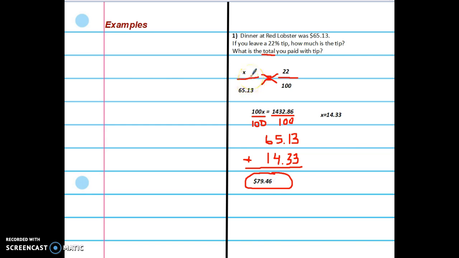So again, the steps that we went through, we set the proportion up. We were solving for the amount of the tip. How much is the tip? So that goes on top. The subtotal was 6513. 22%, 22 over 100. Then we just solved the proportion. Let's try another example.